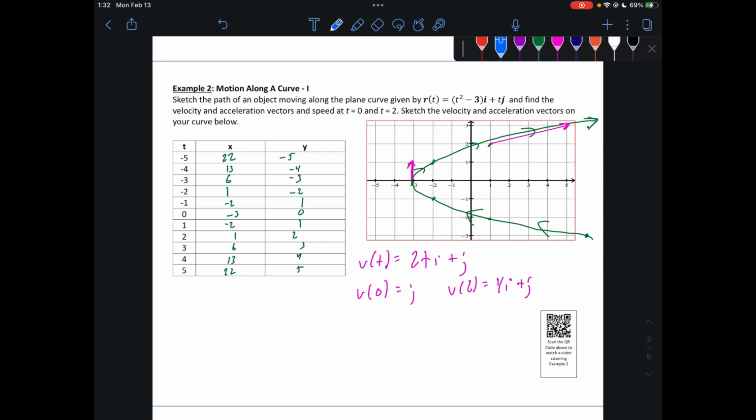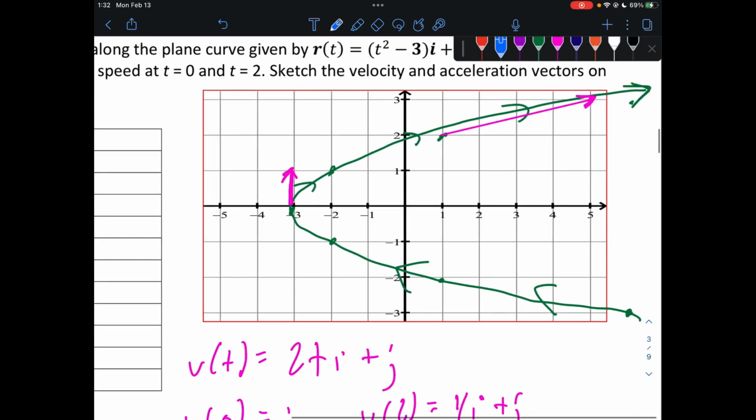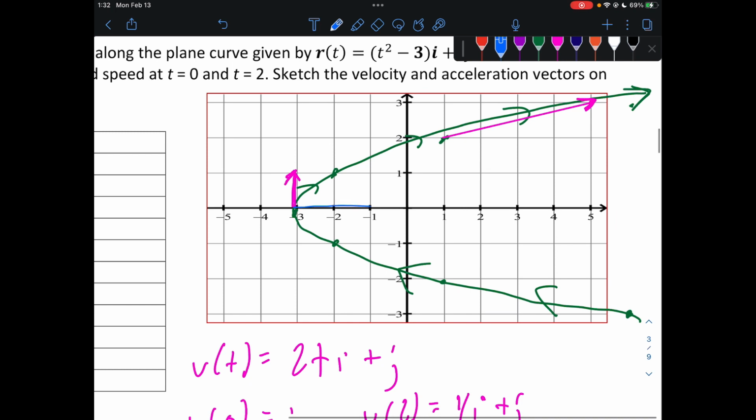Okay, and then the acceleration would be 2i plus 0j, so just 2i. So a of 0 would be 2i, a of 2 would be 2i. So my acceleration there, and my acceleration there.